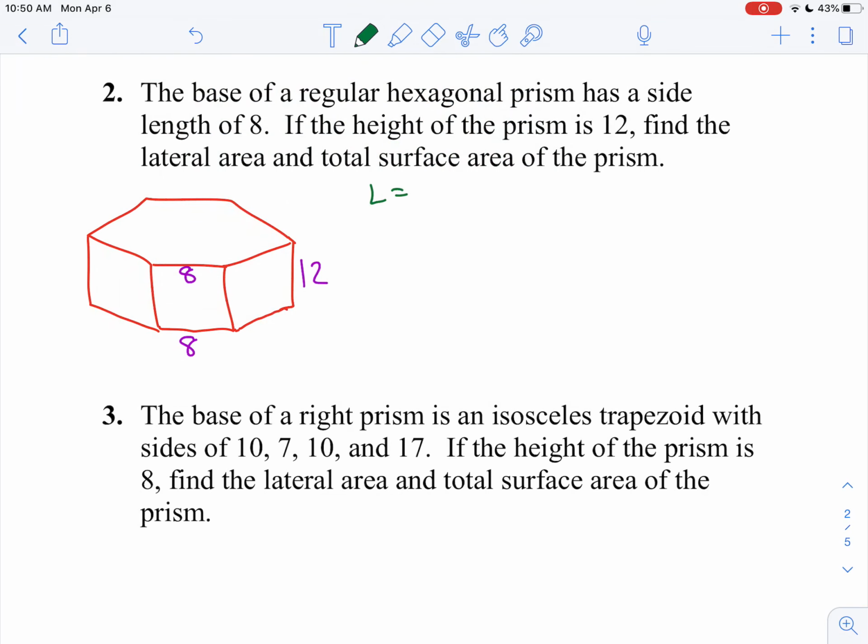Let's do it right this time. L equals PH. So the perimeter is 8 times 6. What am I doing, guys? Holy moly. All right, so the perimeter is 8 times 6, which is 48. The height is the 12. Gonna need a calculator for that. And let's go 576 square units, but I don't have any units here, so that's it.